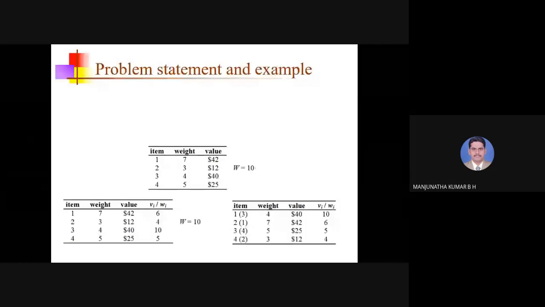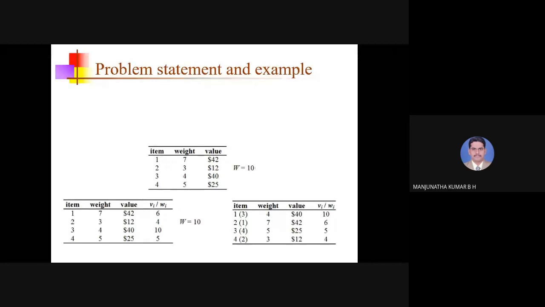What is the first step? What I told you: first, you calculate the profit weight ratio of each item. See the second table now. In the second table, for every item, I have calculated the profit weight ratio. It is very simple: Vi divided by Wi. 42 divided by 7 is 6. 12 divided by 3 is 4. 40 divided by 4 is 10. And 25 divided by 5 is 5. Okay.